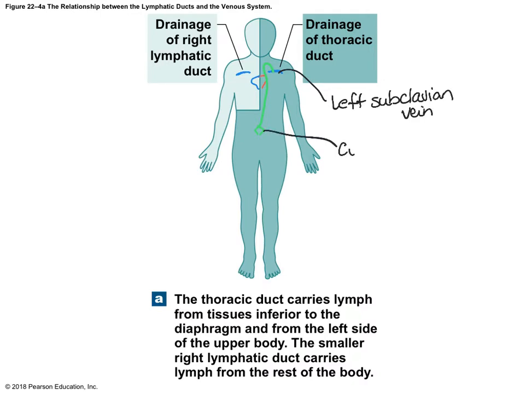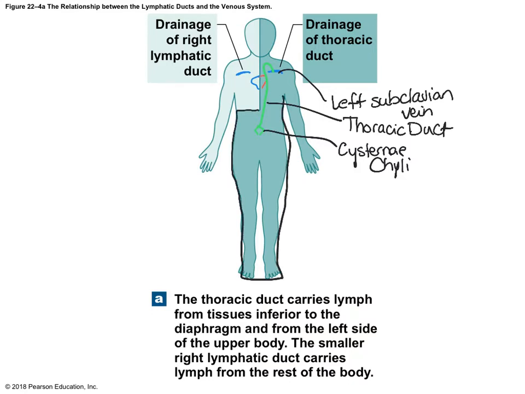So that is the left subclavian vein. And then that's the cisterna chyli. And that's the thoracic duct. So look at how much of the body is being drained by this thoracic duct, right? So we have all of this dark green area. So the entire abdominal pelvic, both legs, the left arm, the left thoracic cavity, and the left side of the head. All of that is being drained into the thoracic duct, which then drains into the left subclavian vein.